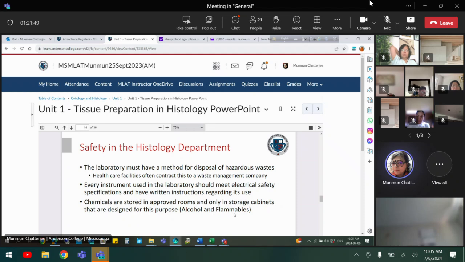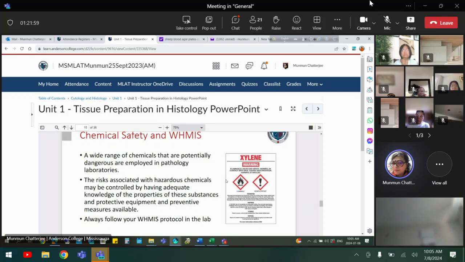Chemicals are stored in approved rooms and only in storage cabinets designed for this purpose, like alcohol and flammables. Do you know what this symbol means? Flammable. And what does this one mean? That's toxic. It will cause toxicity, for example if swallowed, as with other toxic materials.